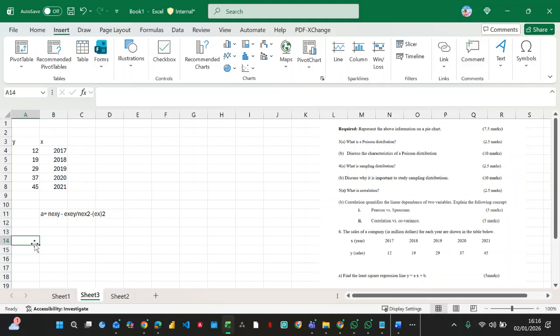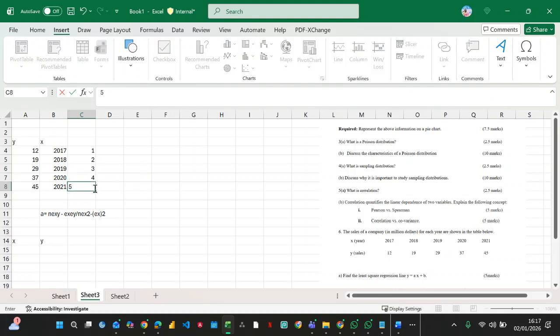minus the summation of x, squared. So the summation of x that we have, we already have our summation of x, which is this. Then we square it.